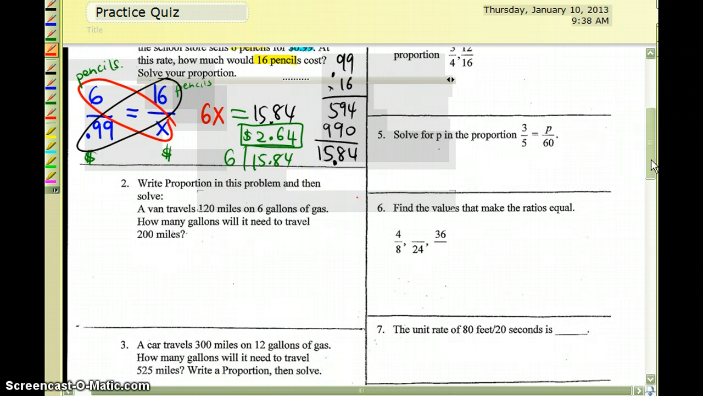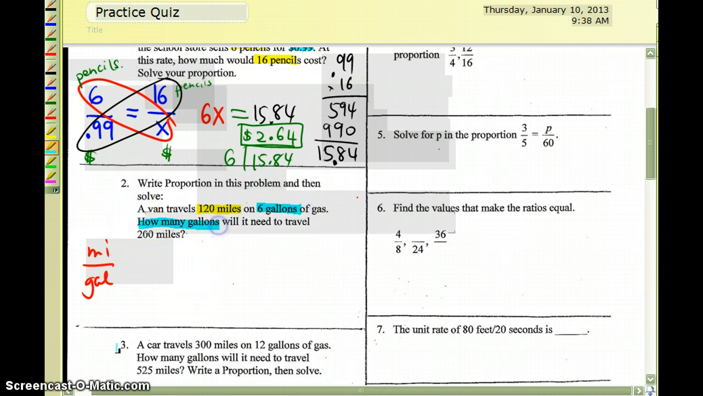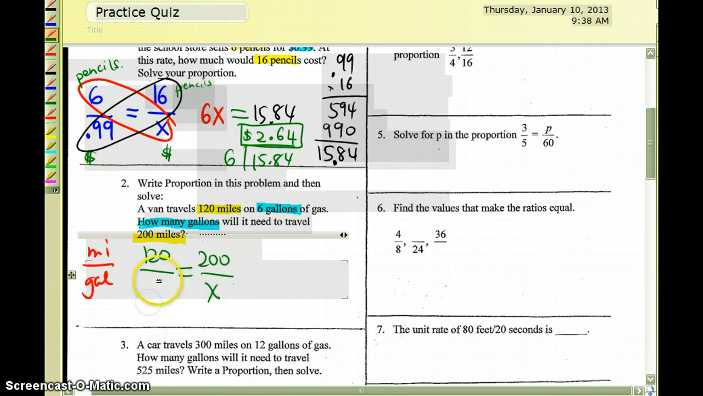Now I'm going to set it up in a proportion. I'm going to do miles over gallons. So I see that there are 120 miles after 6 gallons, and I'm looking for how many gallons are in 200 miles. So I've got miles, gallons, miles, gallons. So I'm going to do 120 miles, using 6 gallons of gas, equaling 200 miles if I travel that much. How many X gallons of gas will I end up using?